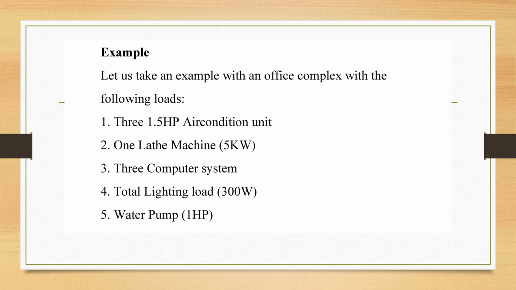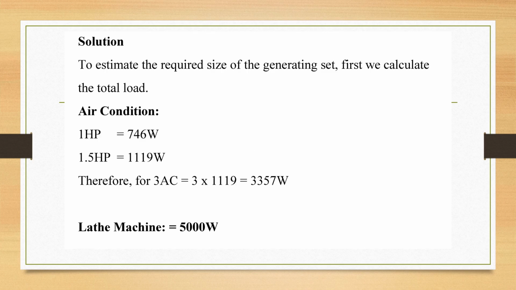Let's have an office complex that has three 1.5 horsepower air conditioning units, one lathe machine which is rated 5 kilowatts, and three computer systems. The total lighting load of the entire office complex is 300 watts, and you have a pumping machine for the water of 1 horsepower.